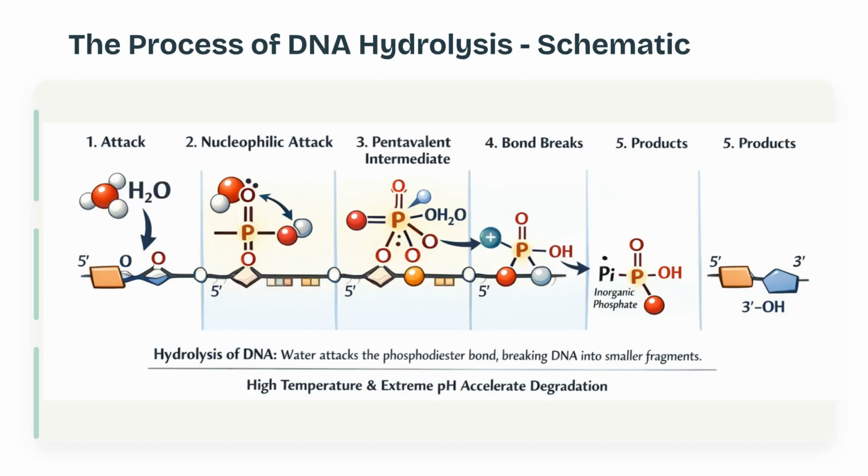This schematic illustrates the 5-step process of hydrolysis, where a water molecule attacks the phosphodiester bond. This breakdown ultimately fragments the DNA, a process accelerated by high temperatures and extreme pH levels.